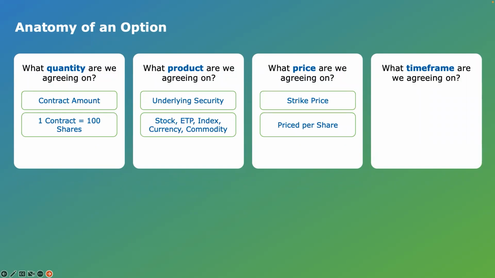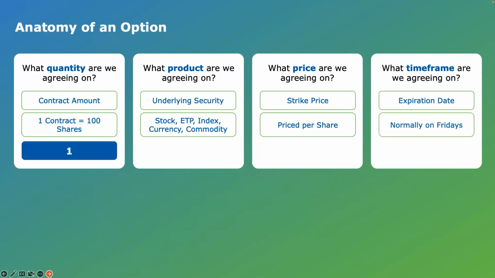So when we say 100 call, we mean the right to buy 100 shares of whatever product is priced per share. So we always multiply times 100. The time frame is simply the expiration date, when the contract is good for, normally on Fridays, but now there are contracts expiring every single day, depending on how much volume is found within those options.